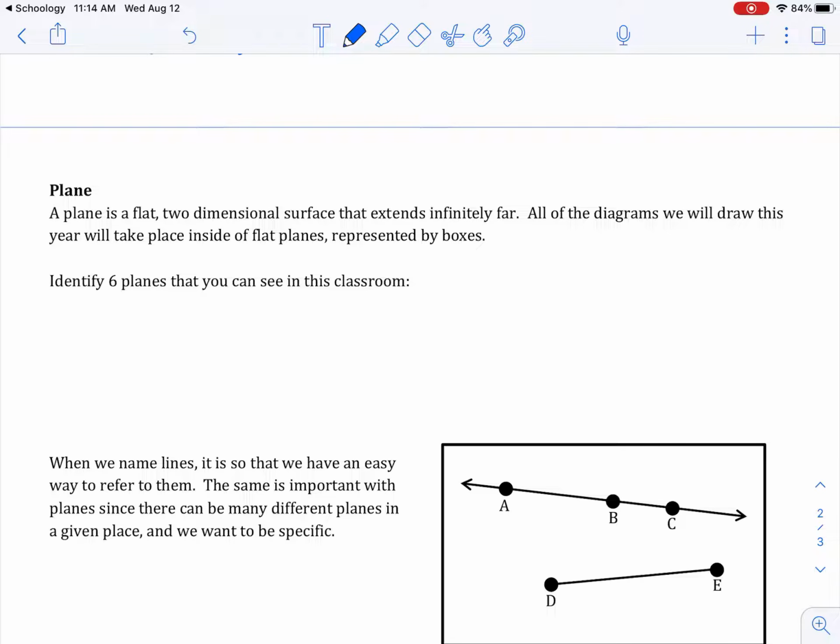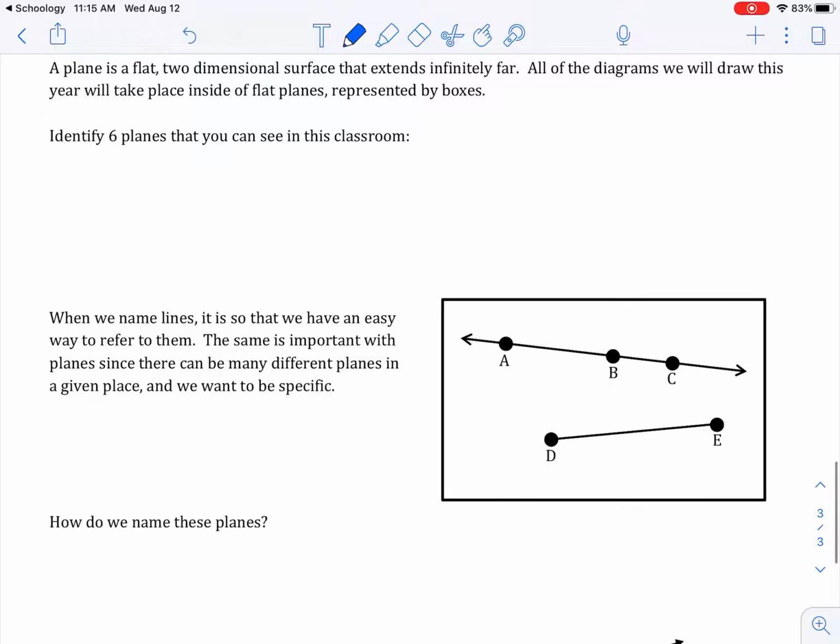All of the diagrams we will draw this year will take place inside of flat planes, and we have to represent them somehow. If they're extended infinitely, I can't draw an infinite object on paper, right? So we confine it to a box, okay? So identify 6 planes that you can see in this classroom. That obviously doesn't pertain to us, so try 6 different planes in your room.